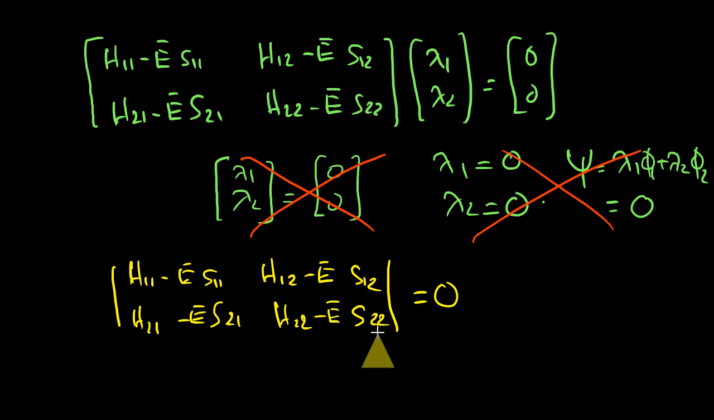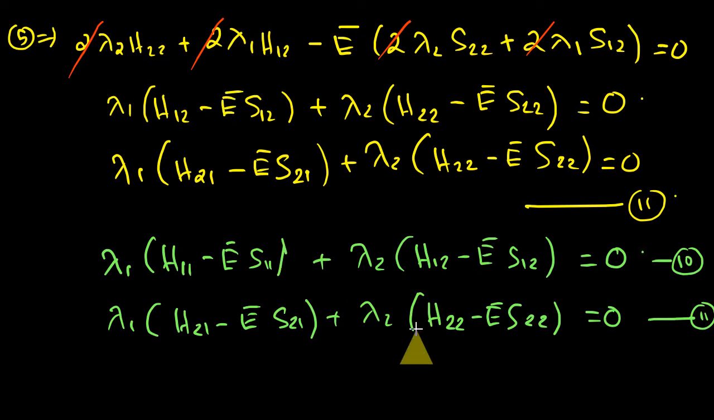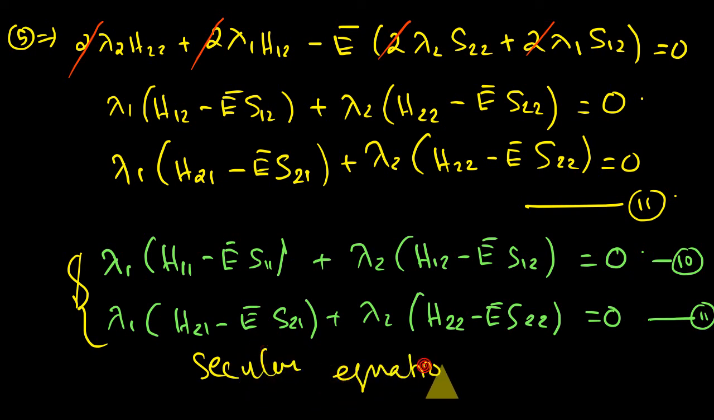And this is very important. This determinant is called a secular determinant. This secular determinant is the determinant of the coefficients of the variable parameters in the equations that we saw earlier. Those two equations we saw earlier have the variable parameters lambda 1 and lambda 2, and the coefficients of lambda 1 and lambda 2 are what we have put into this determinant. Those two equations are called secular equations.